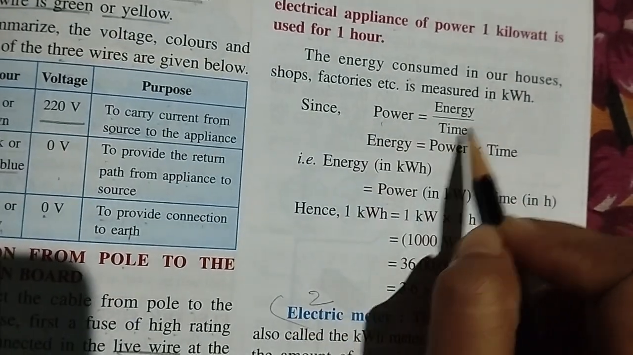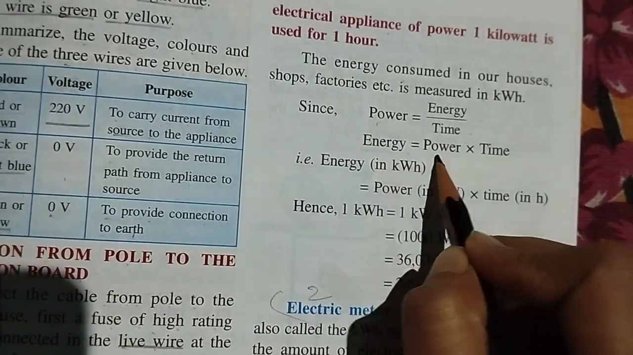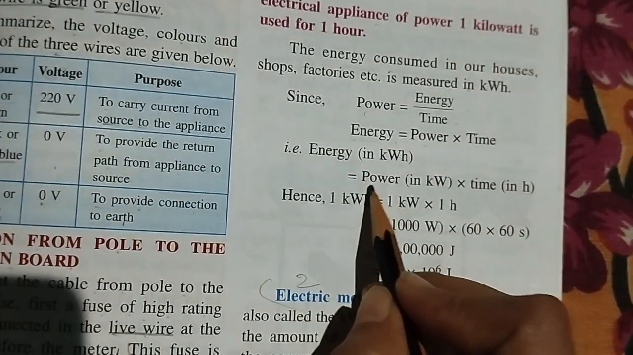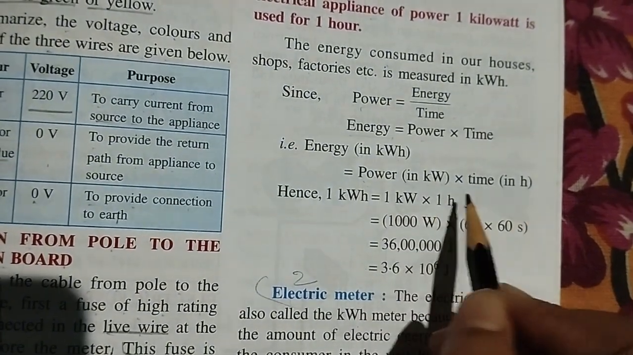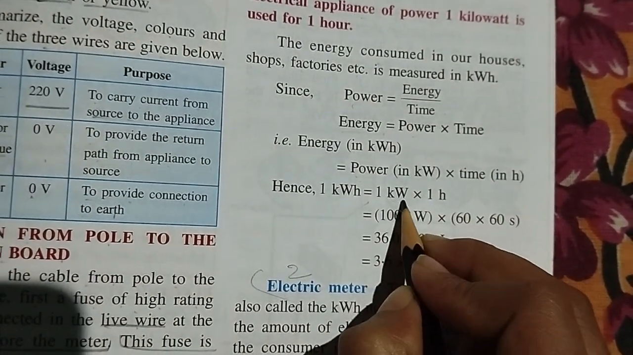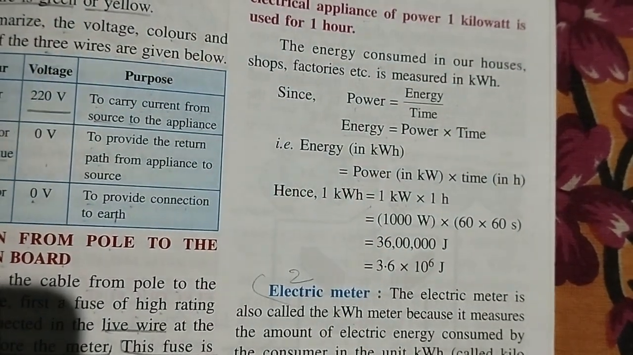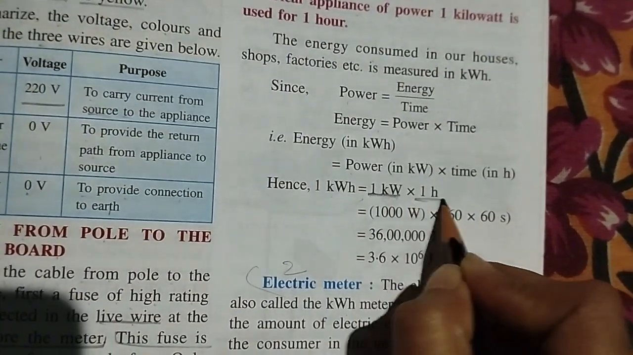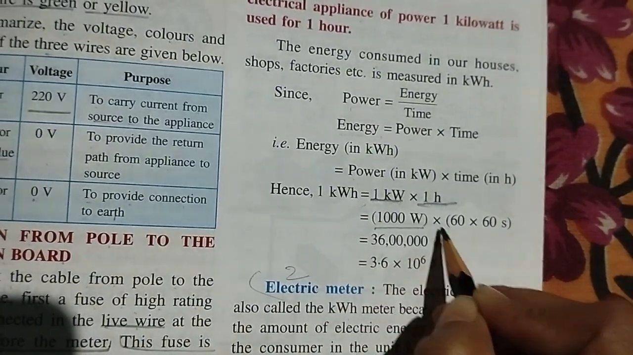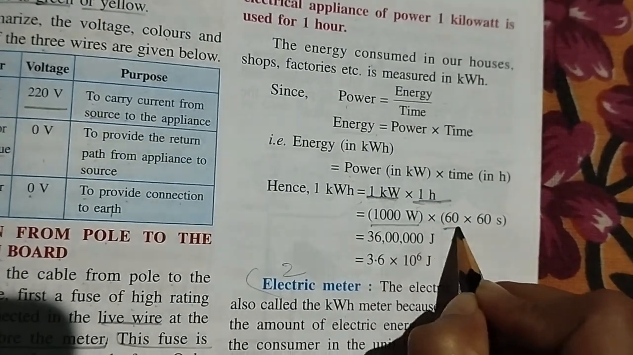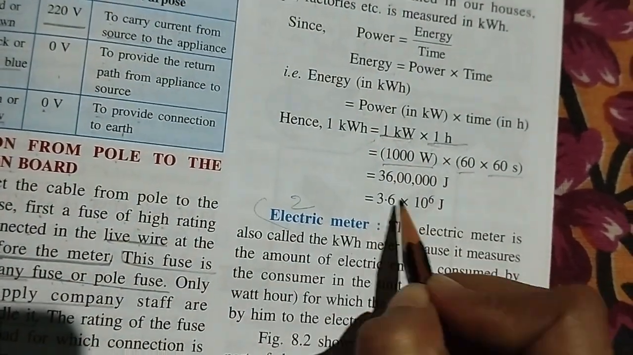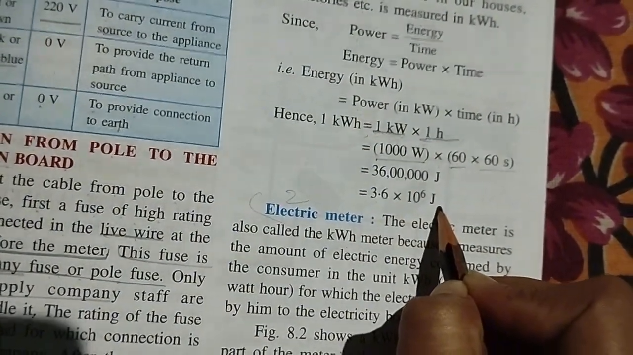Power is equal to energy by time, so energy is equal to power into time. Energy in kilowatt hour is equal to power in kilowatt into time in hours. Hence 1 kilowatt hour is equal to 1 kilowatt into 1 hour. 1 kilowatt is 1000 watt, and 1 hour is 60 into 60 seconds. So the total is 3.6 into 10 to the power 6 joule.